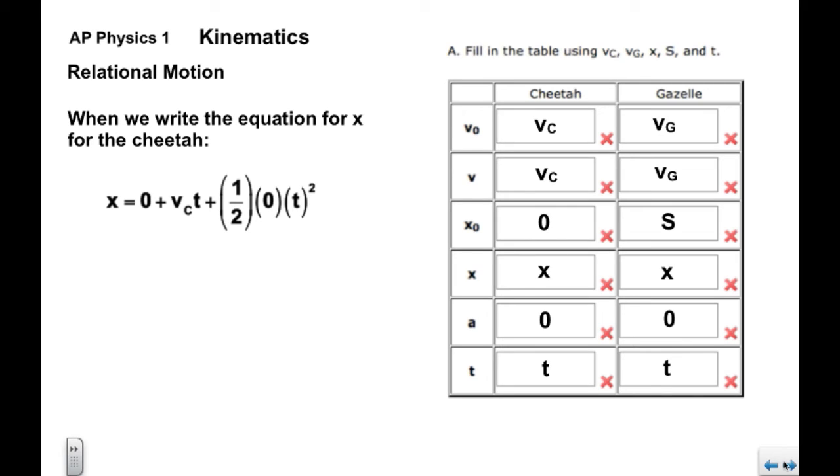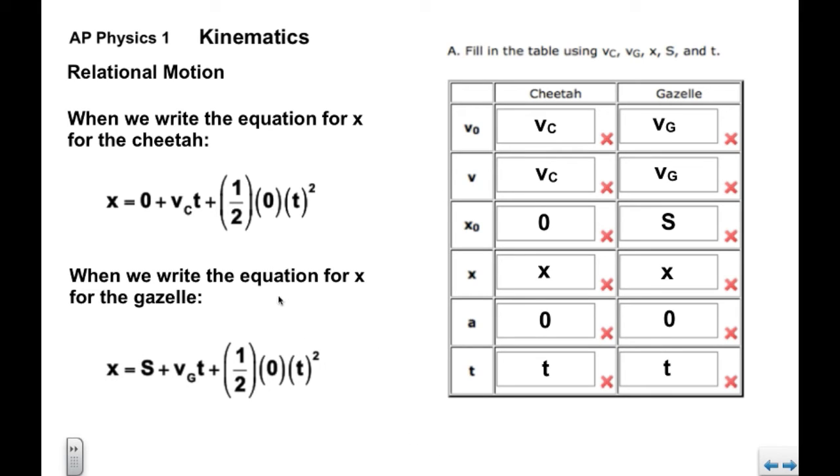So we're going to write the final position equation for the cheetah. Here's the final position, initial velocity times time, 1/2 a equals 0 times t squared. So there's the cheetah. Here's the gazelle. Final position, initial position s, plus initial velocity times time, and again, 1/2 times 0 times t squared.